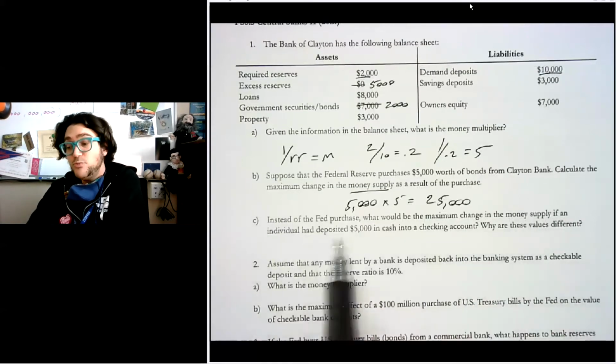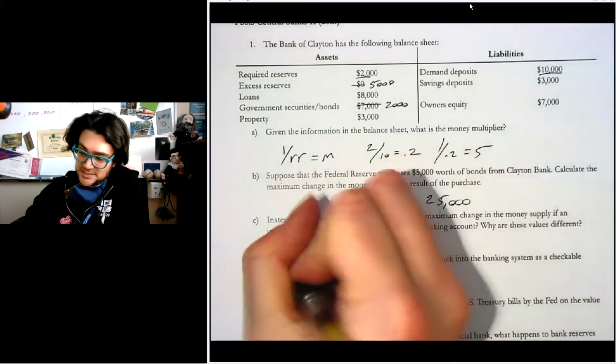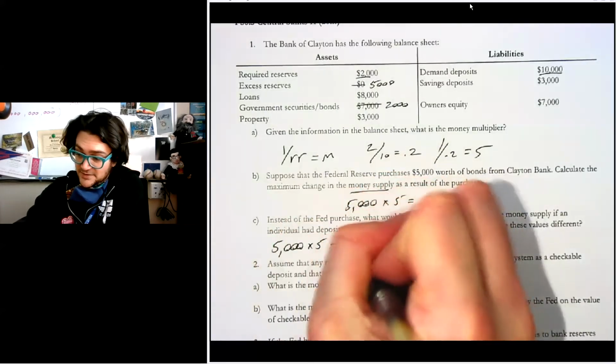All right. Now, the next question, instead of the Fed purchase, what would be the maximum change in the money supply if an individual had deposited $5,000 in cash? This is the difference, right? And this is 5,000 times 5 minus 5,000.